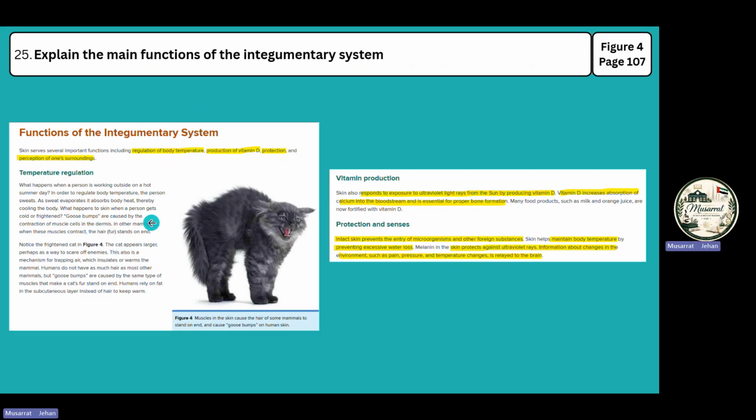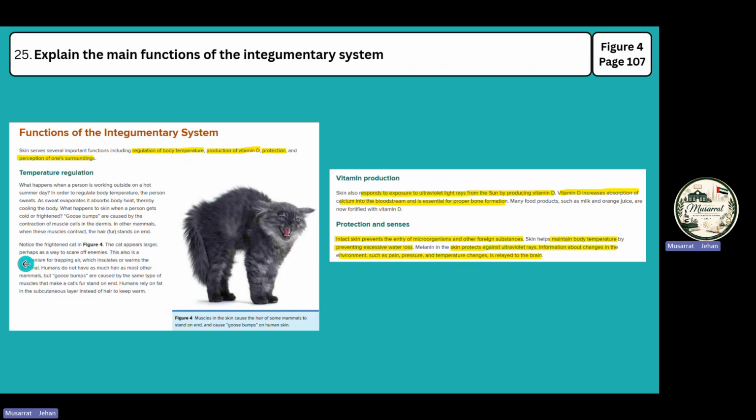So what happens when a person gets cold or frightened? The muscle cells make the hair stand, and goosebumps are formed. If an animal is feeling cold, the hair will stand, so the body will be able to insulate the heat and protect the animal from getting cold.